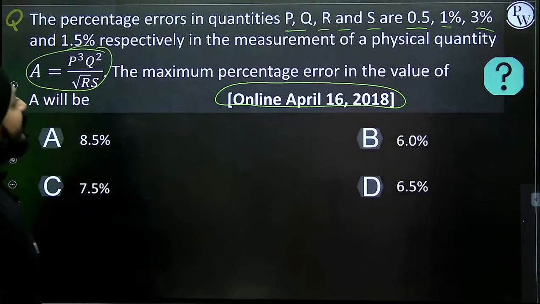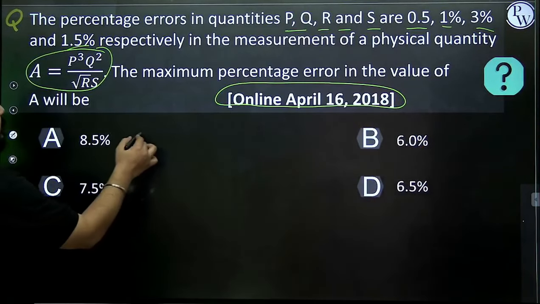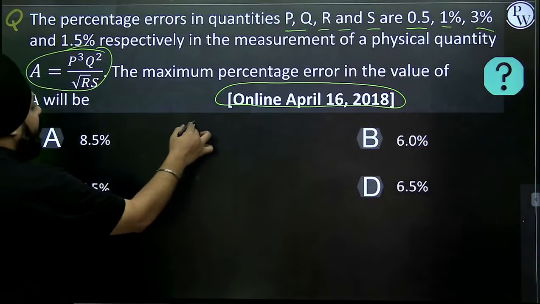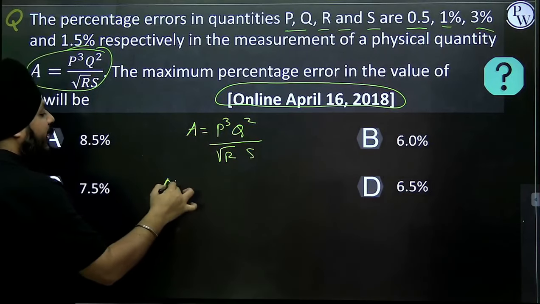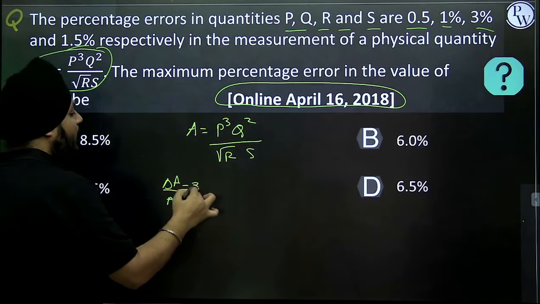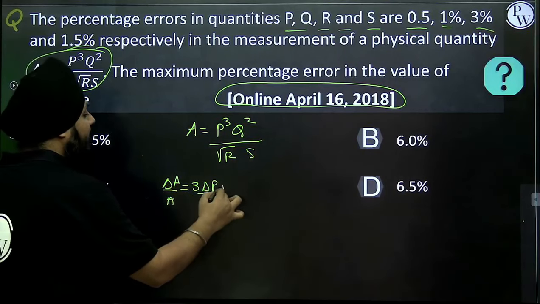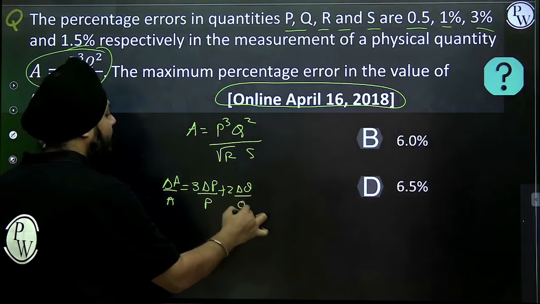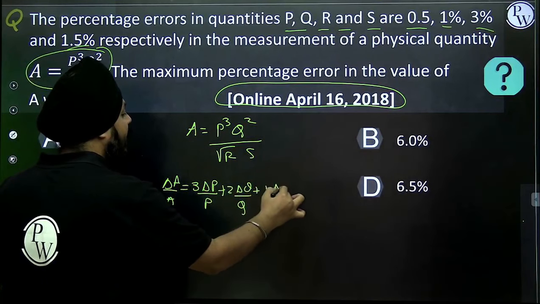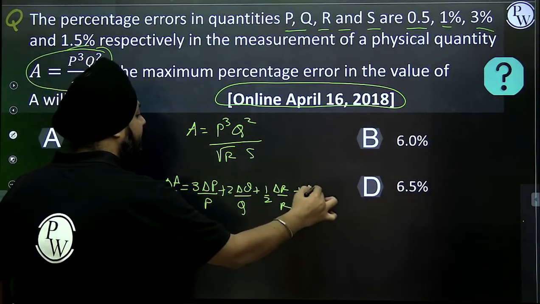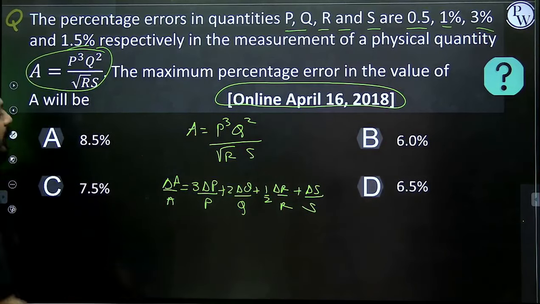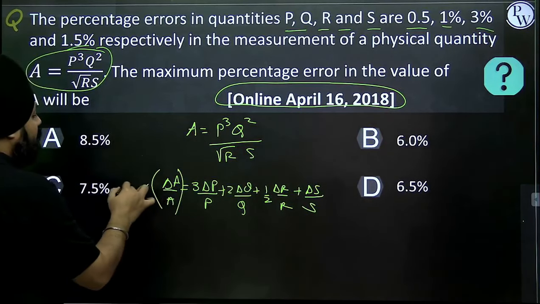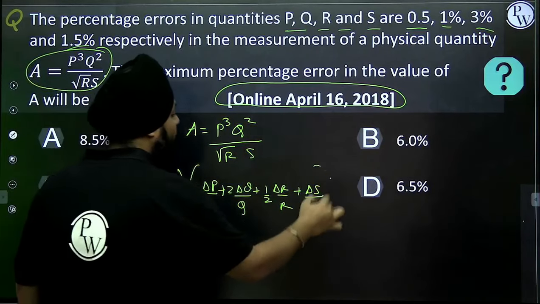See, simple. A is given as P cube, Q square, under root of R, into S. So can I write delta A by A is equal to 3 delta P by P plus 2 delta Q by Q plus half delta R by R plus delta S by S? Can I multiply both sides by 100?